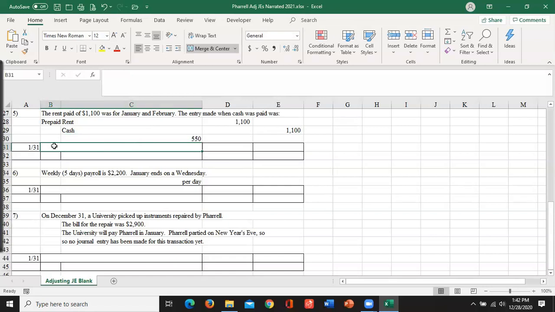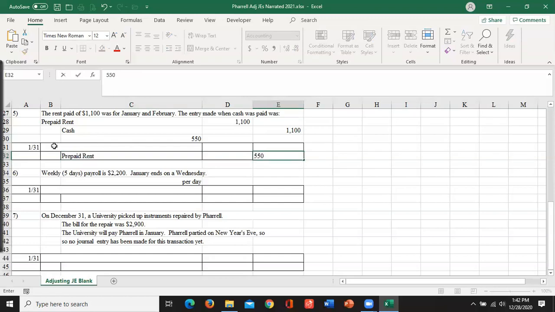So my prepaid rent has to go down. To reduce your prepaid rent, you're going to have to credit it. And the debit is what we've used up. So that's rent expense. I've got $550 of rent expense for January, and I've got an asset for February that I'll expense out next month.